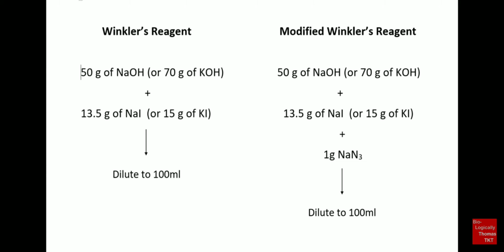In the traditional Winkler's method, the final volume is made up to 100 ml without addition of sodium azide. This is the only difference between the traditional Winkler's method and the modified Winkler's Azide method. All other aspects, including the testing procedure and the reagents and materials required, are the same for both the methods.